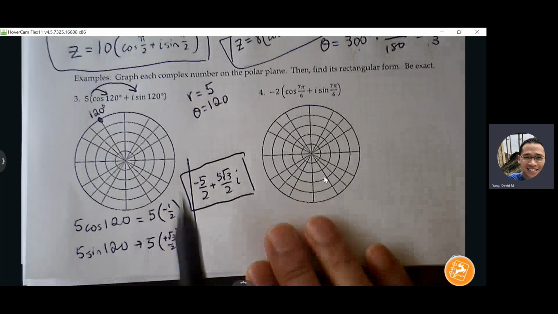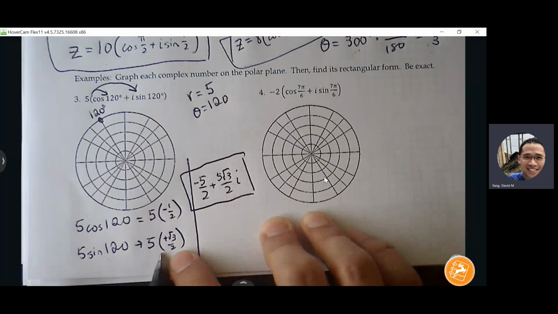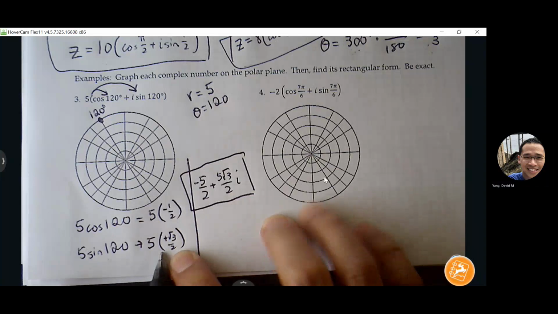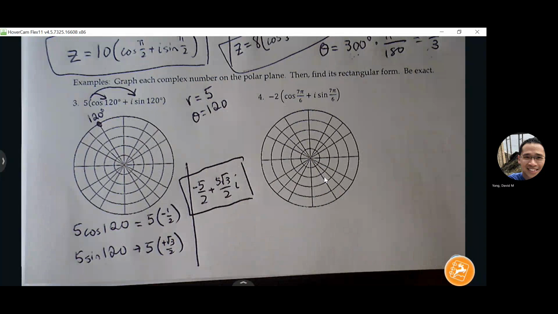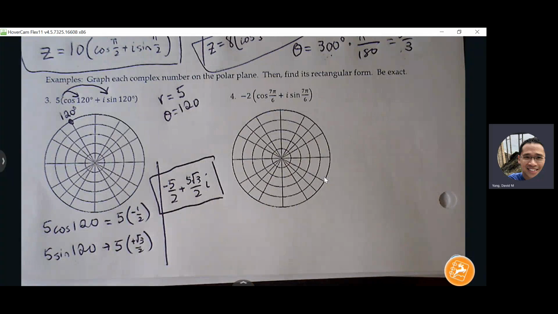Now, the graphing calculator may not do this as well, but you should be able to just use your unit circle knowledge to get it down to the exact value, right? Okay, let's try number 4. Go ahead and try number 4, and I'll work alongside you guys.